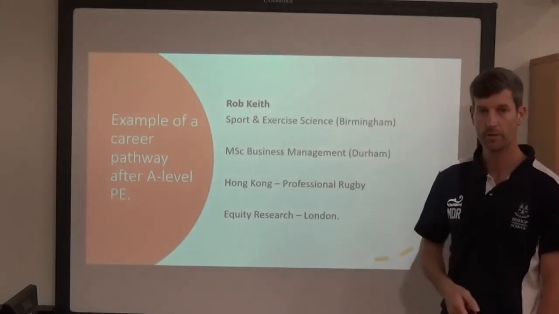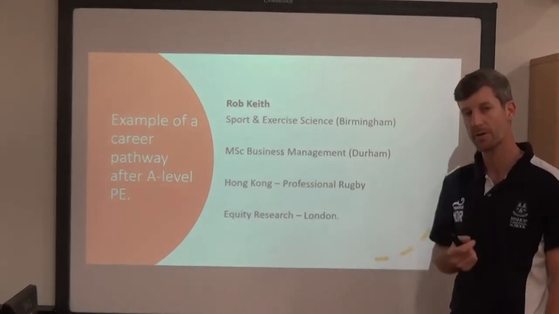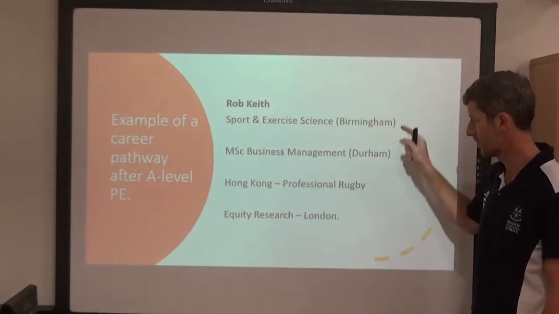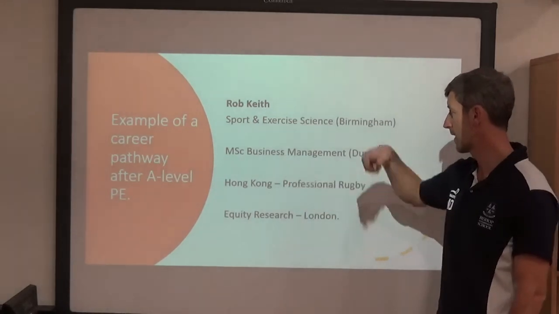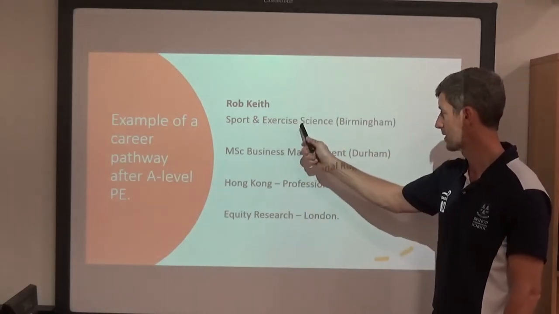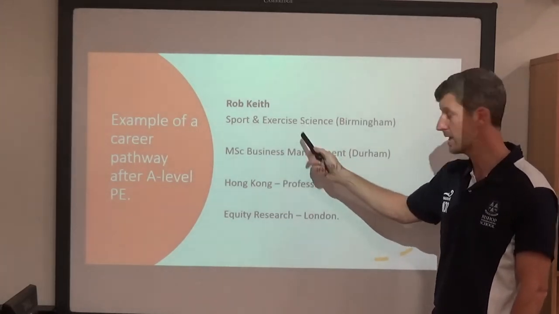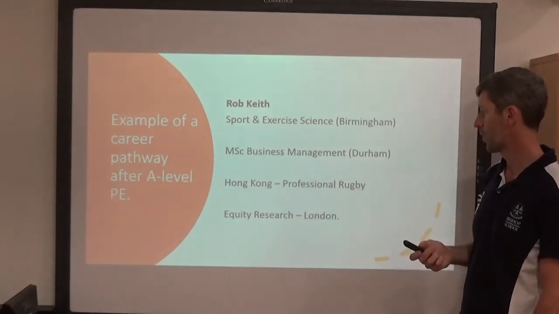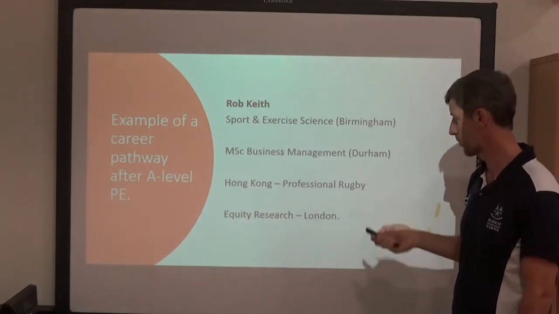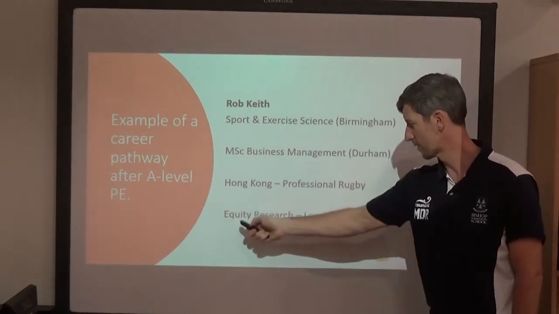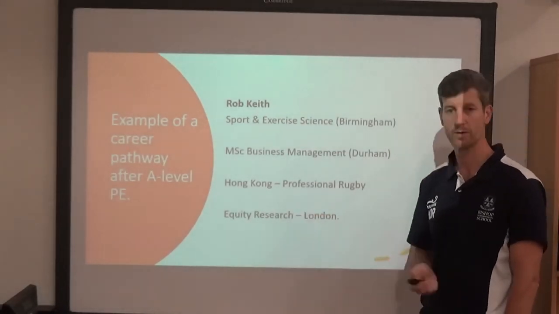This is one example of a student that we've had, Rob Keith. He went on and studied sport and exercise science after doing his A-level PE at Birmingham University, a very strong university, one of the Russell Group. He then developed further: instead of continuing with the sport, he used part of that degree to help him with a master's in business management at Durham. He then went to Hong Kong to play as a professional rugby player, and whilst out there he was developing his experience working in equity research. He then came back to London and got himself a job in equity.